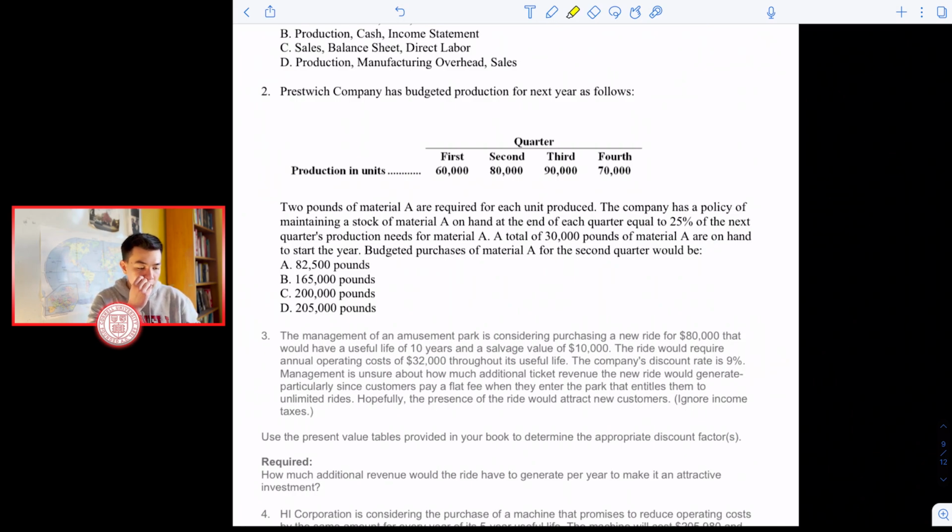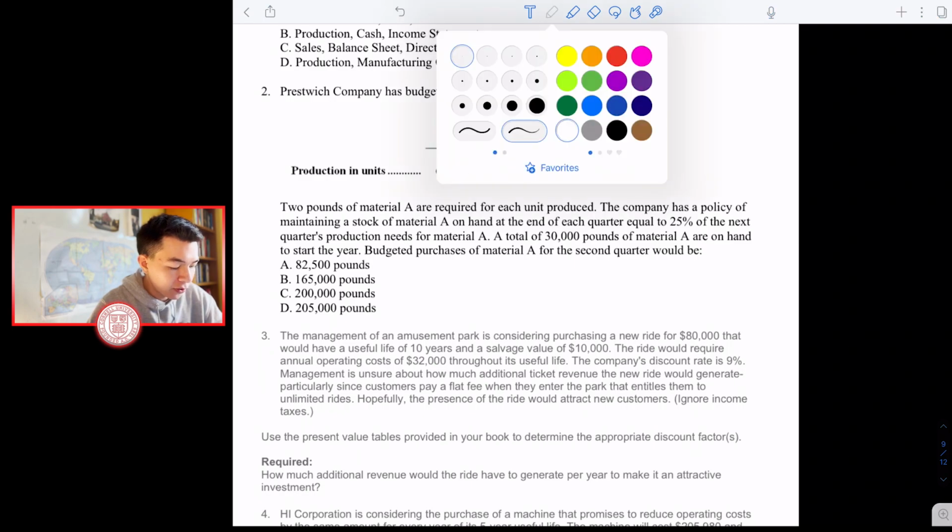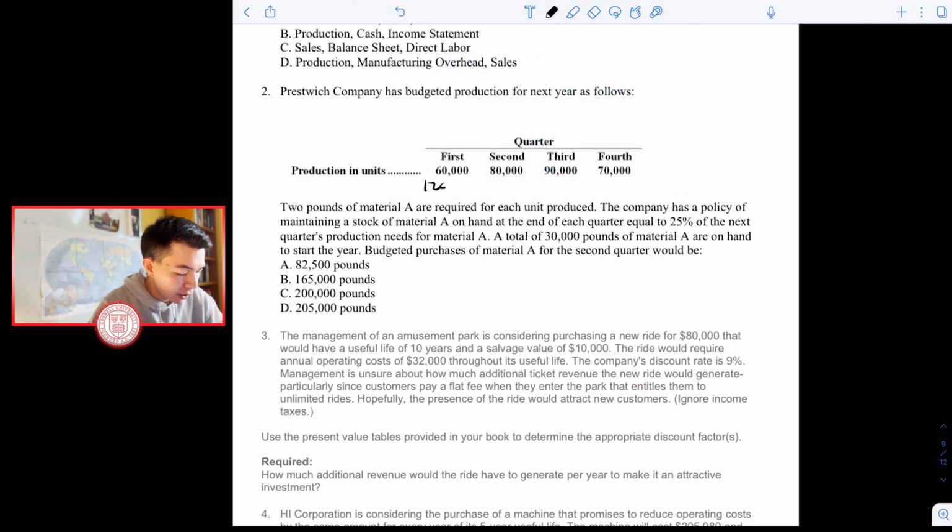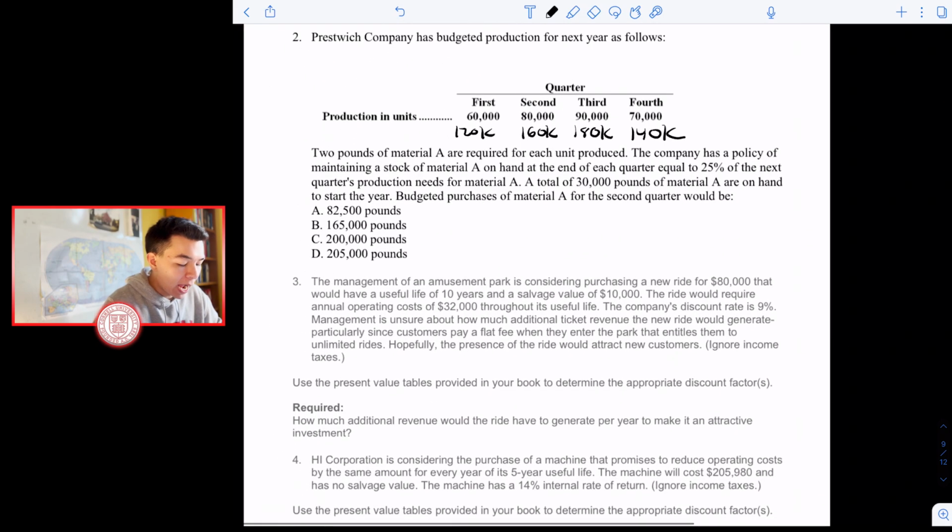So the first thing I want to do here is convert my units into pounds, because our answers are all in pounds. So first quarter is 120,000. Second quarter is 160,000. Third quarter is 180,000, and fourth quarter is 140,000. So that is the amount of pounds they have to produce. Instead of looking at a unit standpoint, we converted it into pounds to make it easier for us.